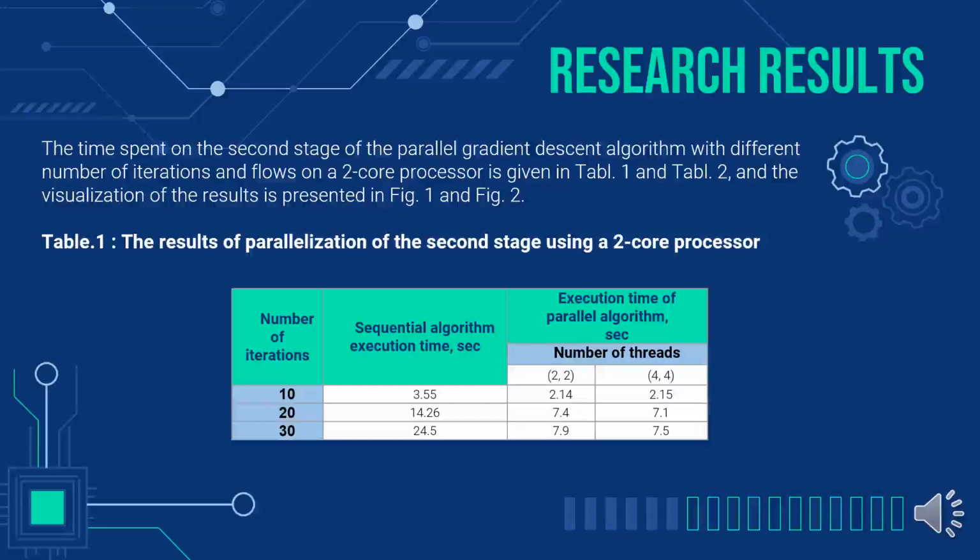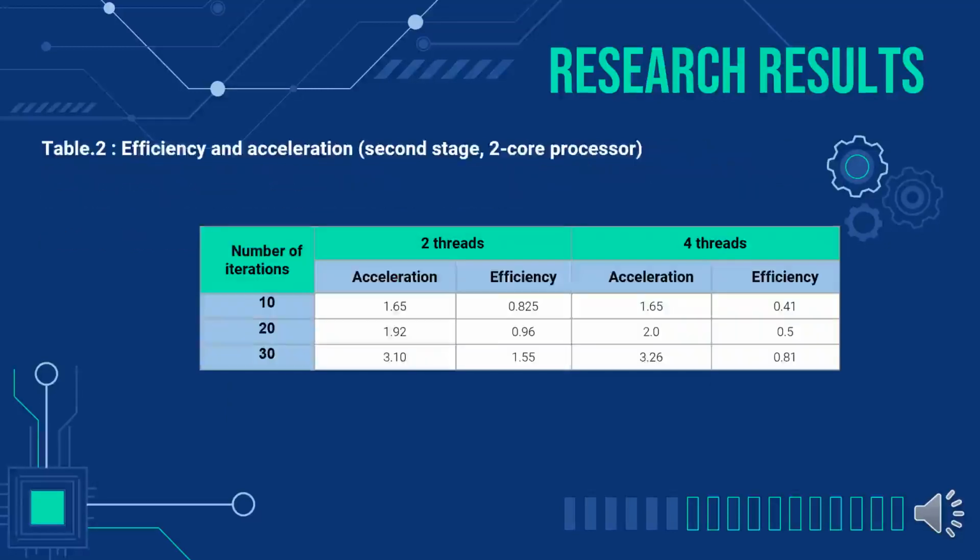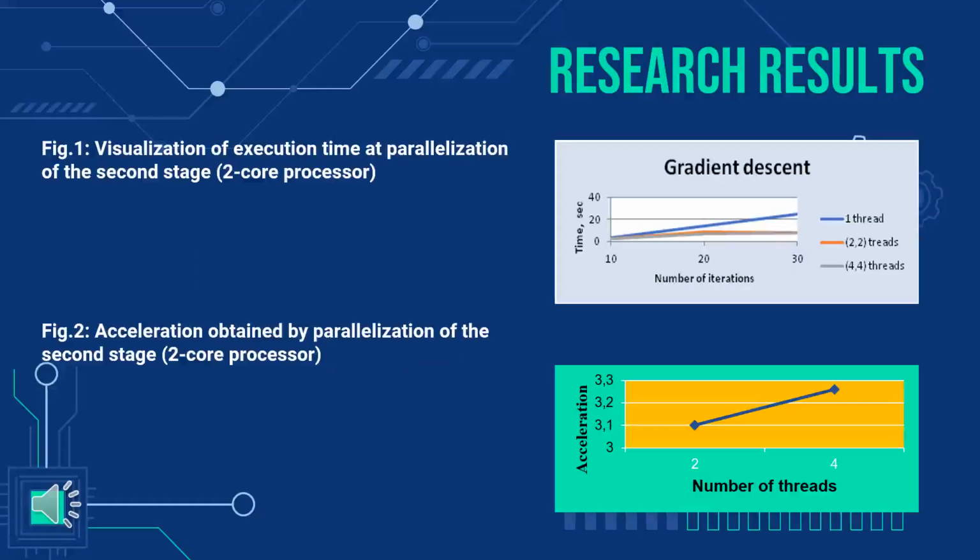Time spent on the second stage of the parallel gradient descent algorithm with different numbers of iterations and threads on a two-core processor is given in Table 1 and Table 2, and the visualization of the results is presented in Figure 1 and Figure 2. Table 1. The results of parallelization of the second stage using a two-core processor. Table 2. Efficiency and acceleration, second stage, two-core processor. Figure 1. Visualization of execution time and parallelization of the second stage, two-core processor. Figure 2. Acceleration obtained by parallelization of the second stage, two-core processor.